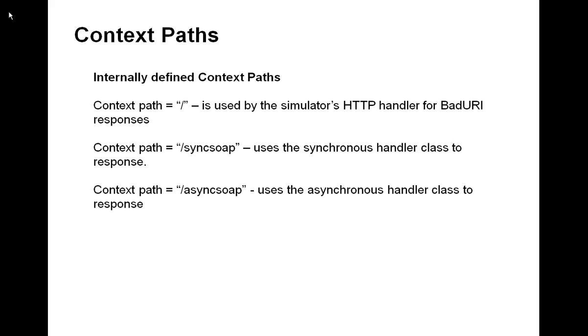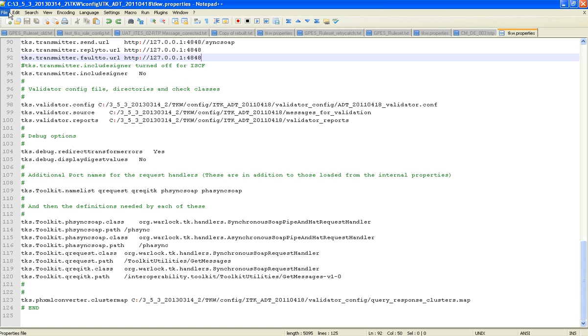These predefined context paths can be overridden, and further combinations of context paths and handler can be declared in the TKW properties file. If we have a look at the TKW properties file, toward the bottom we can see down here that the name list property lists the context that the test bench simulator will support. For each entry in that list we have two properties defined. So for example, if we have a look at the pipe and hat sync SOAP, we can see that we have a class property. It's the name of the Java class that will handle the requests on that context path. And we have the path, which is the actual context path for that name. This means that any messaging sent to a context path of pipe and hat sync here will use this request handler within TKW.